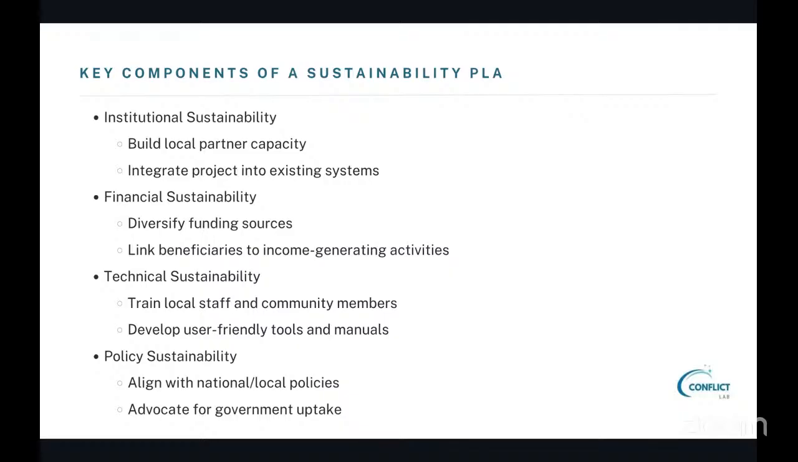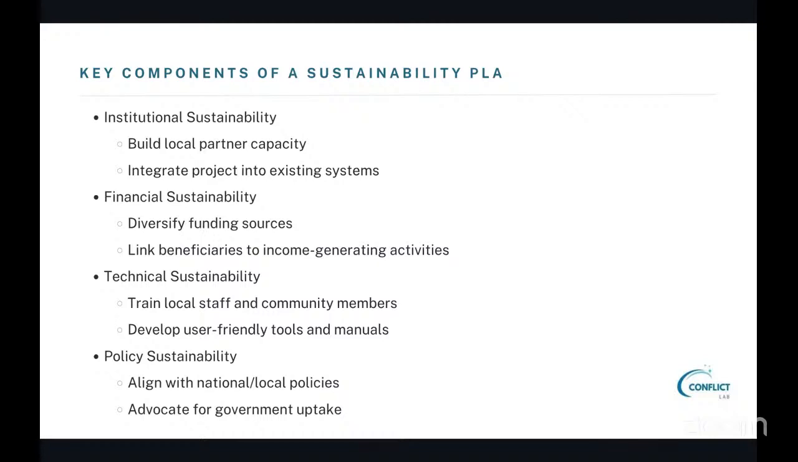But anyway, the key components, as I already mentioned: institutional sustainability, which means you have to ensure that you have local partners, that you're integrating the project in existing systems. They're quite basic, quite self-explanatory. Then you have financial sustainability. Again, you have to show how you're going to ensure that the project runs for a very long time. Do you have the finances for it?